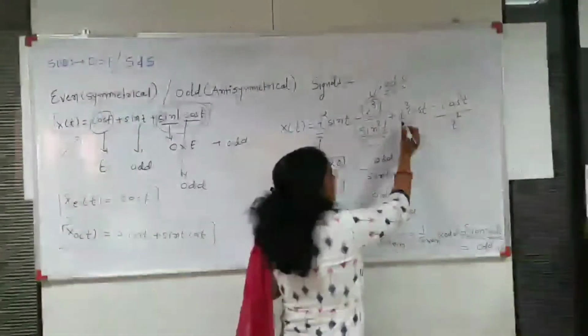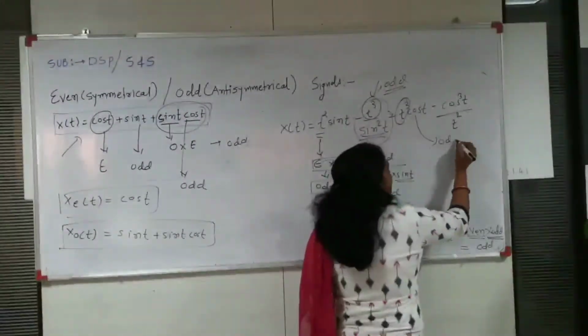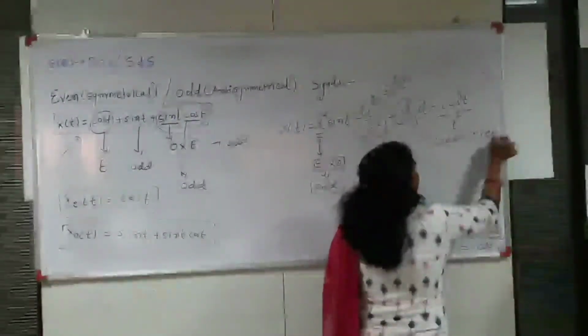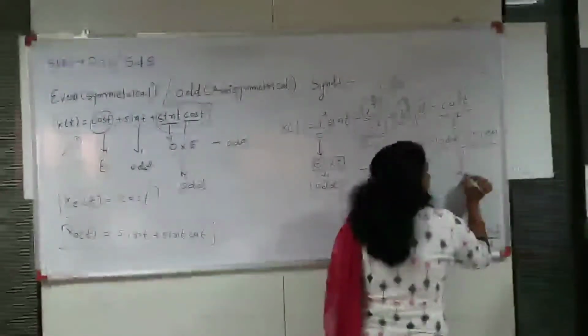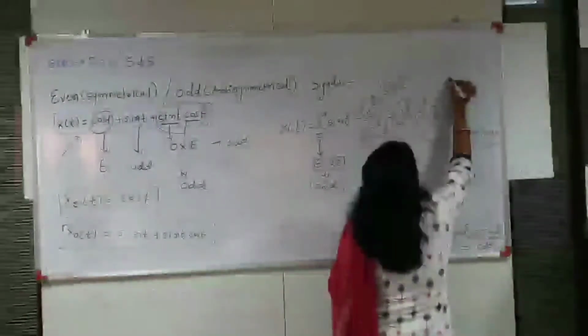In the same way, t cube into cos t. As we know, t cube is an odd signal, and this cos t is an even signal, so again the product of odd and even is always an odd signal. So again this component is the odd component.